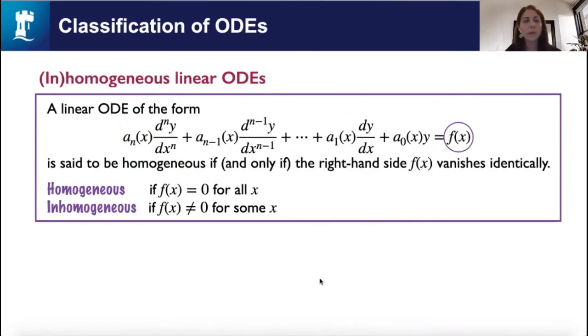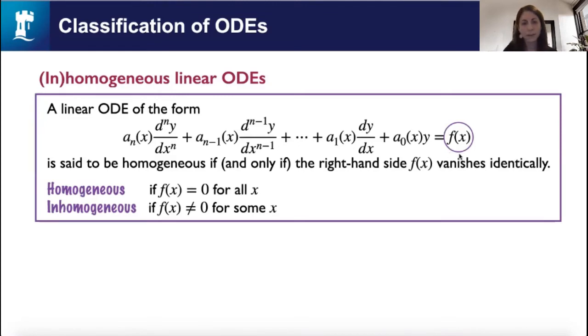So the final property we will see today has to do with an ODE being homogeneous, and in particular about linear ODEs. So this property only applies to linear ordinary differential equations that have the general form that we have seen before on the previous slide. Now we're interested in whether this equation has a non-zero right-hand side. So this equation is said to be homogeneous if and only if the right-hand side function f of x vanishes identically.